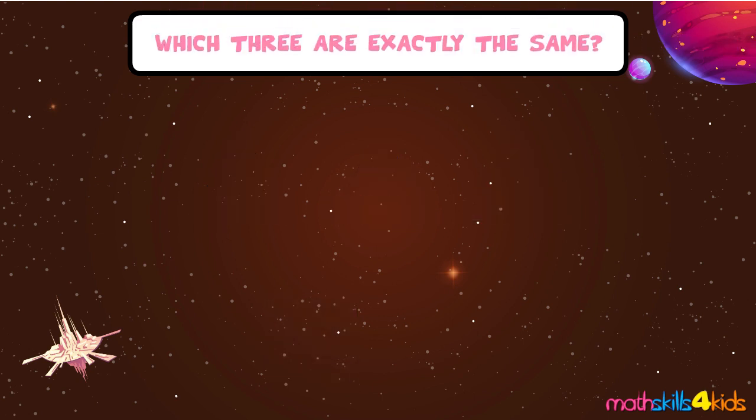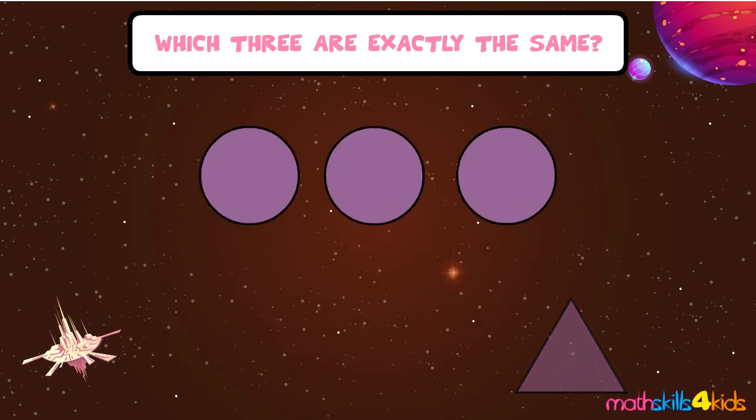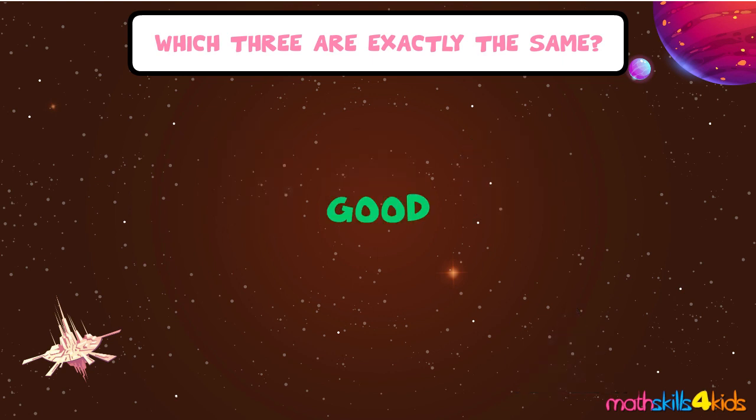Which three are exactly the same? Here, we can see that the shapes that are exactly the same are circles because they have the same shape. The one that is not the same is the triangle. Good.